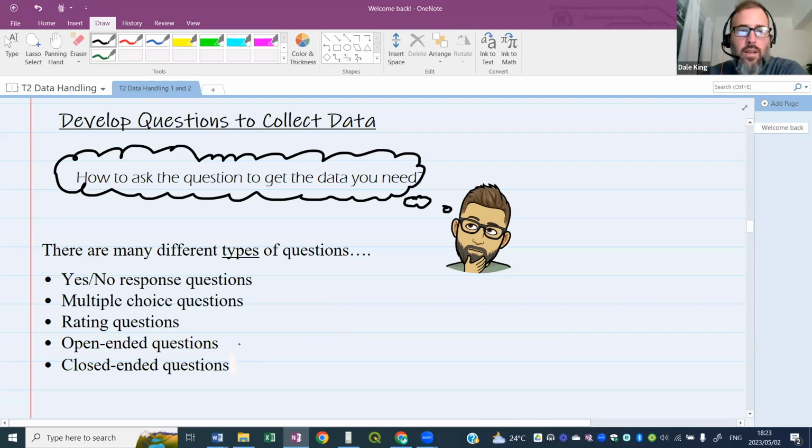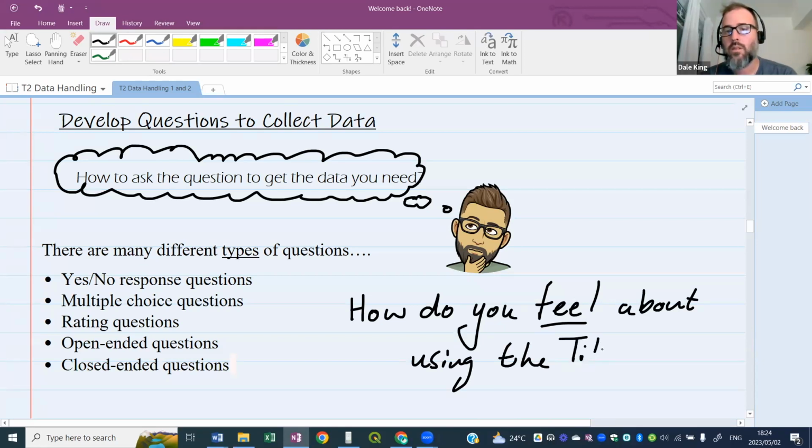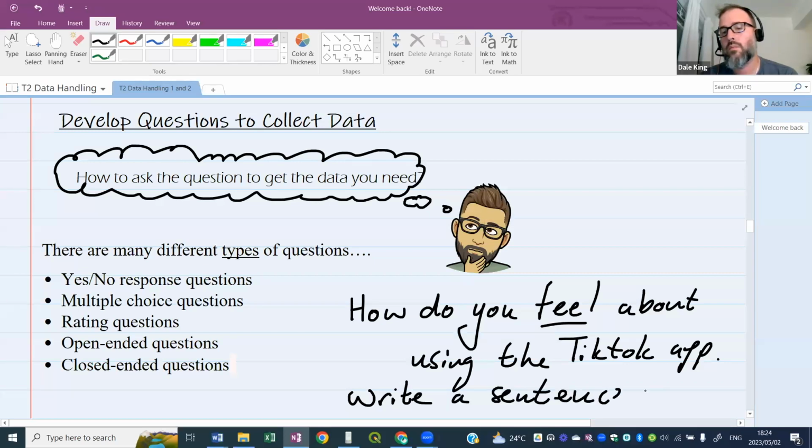Then you get open-ended questions, which is the 4th one here. An open-ended question could be, how do you feel, the keyword there being feel, about using the TikTok app? Write a sentence. So now the person can say whatever they feel.